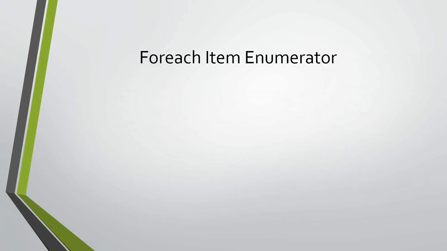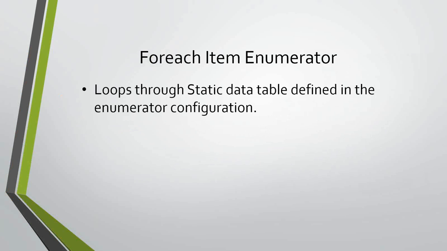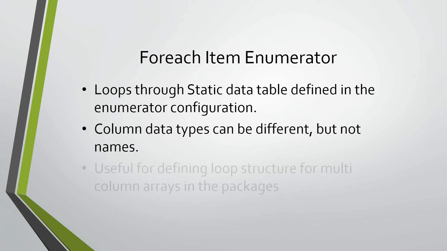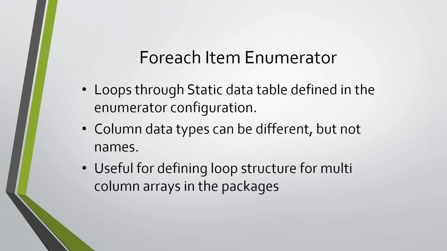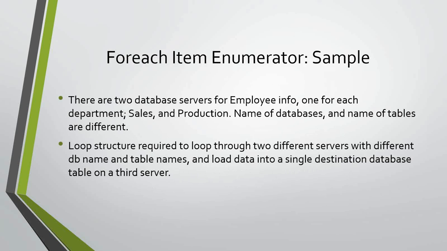For each item enumerator. This item enumerator provides the ability to create a data table with different columns. Each column can have different data types, and we can have data rows in those columns and use that as a data table. So it's kind of a static data table.